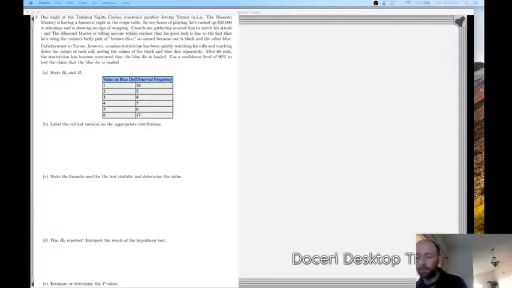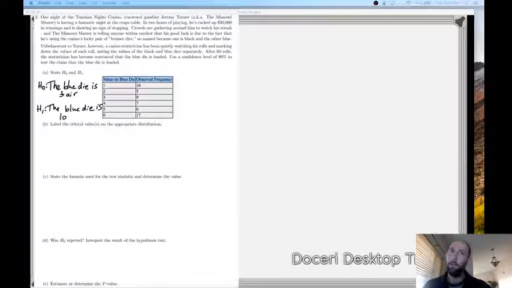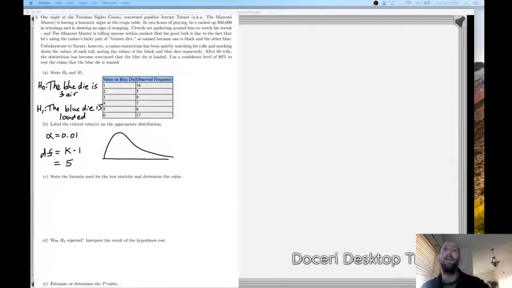And so we can go through and state our null and alternative hypotheses, our null being that the blue die is fair, our alternate being that the blue die is loaded. So next we want to go through and determine the critical value on the appropriate distribution. So this is going to be a chi-square test. It's going to be right-tailed because this is a goodness of fit test. We're told to use a 99% confidence level, which implies that our alpha is 0.01.